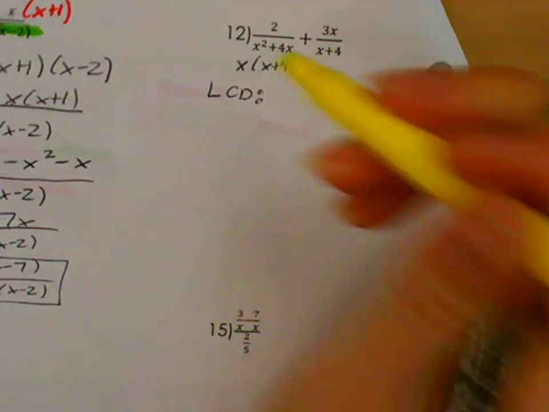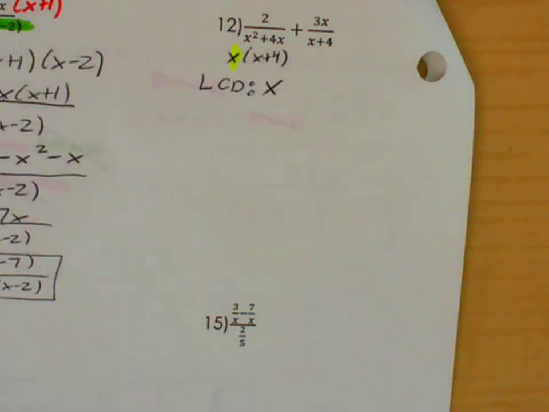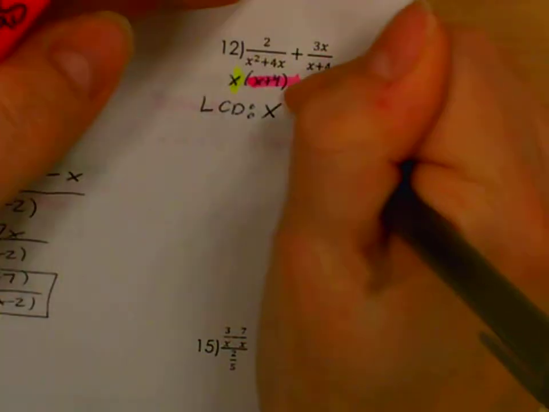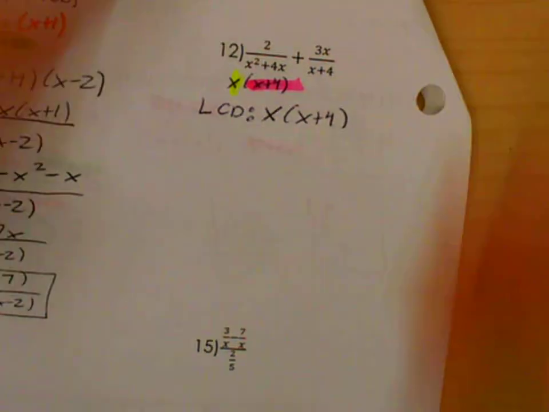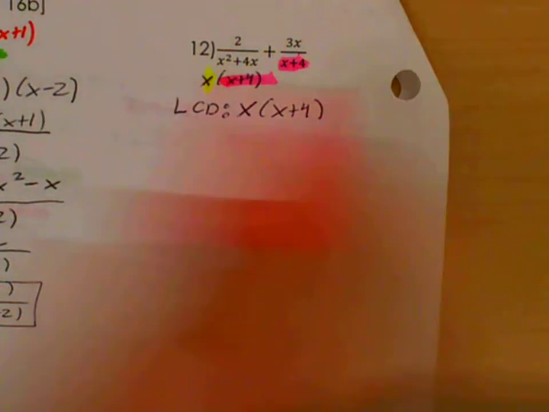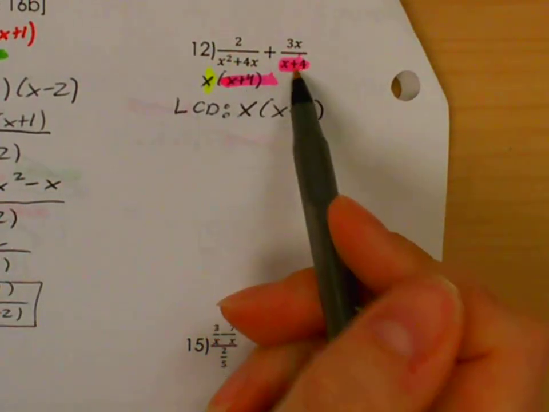So I definitely have an x. That x needs to be part of my least common denominator. I have an x plus 4. That needs to be part of my least common denominator. And I look over here, and I also have x plus 4. It's the same. It's a partner to this. It's a pair. It matches up. There's one over here and one over here, so it's fair.